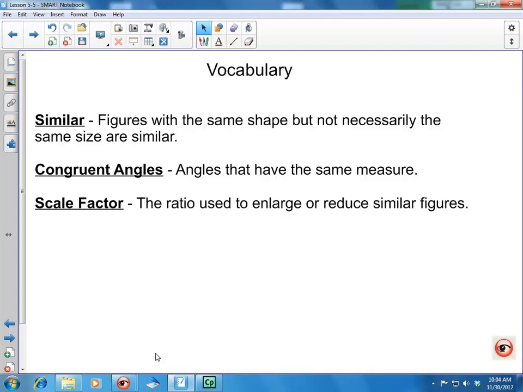Our first vocabulary word is similar. Figures with the same shape but not necessarily the same size are called similar, which basically means same shape, not necessarily the same size. Okay? Congruent angles are angles that have the same measure. Remember, congruent means basically equal. That means the exact same. And our last one is scale factor. A scale factor is a ratio used to enlarge or reduce similar figures.